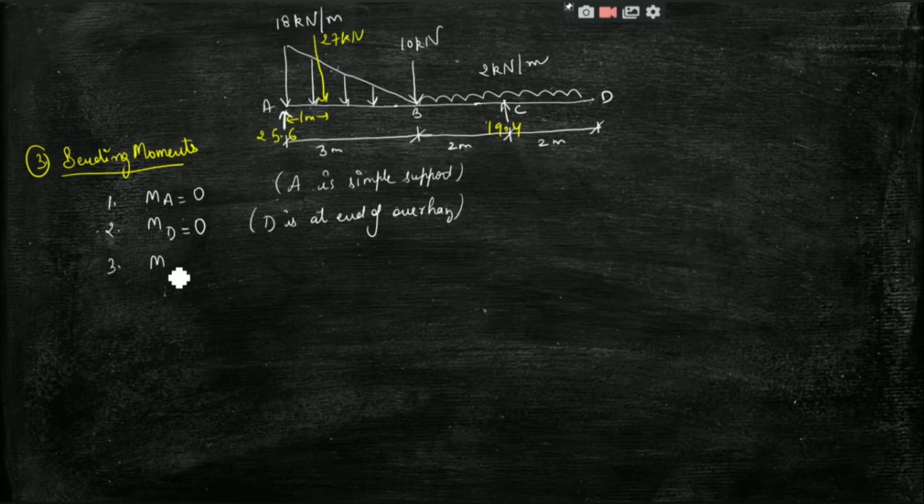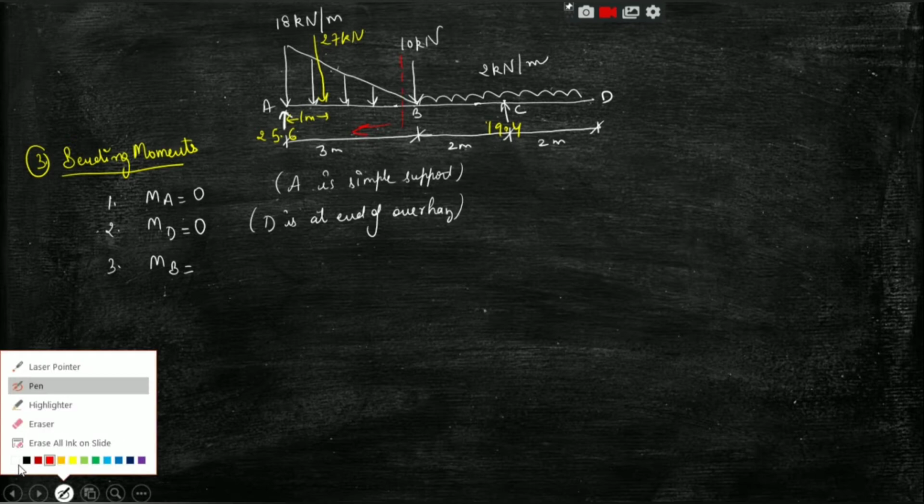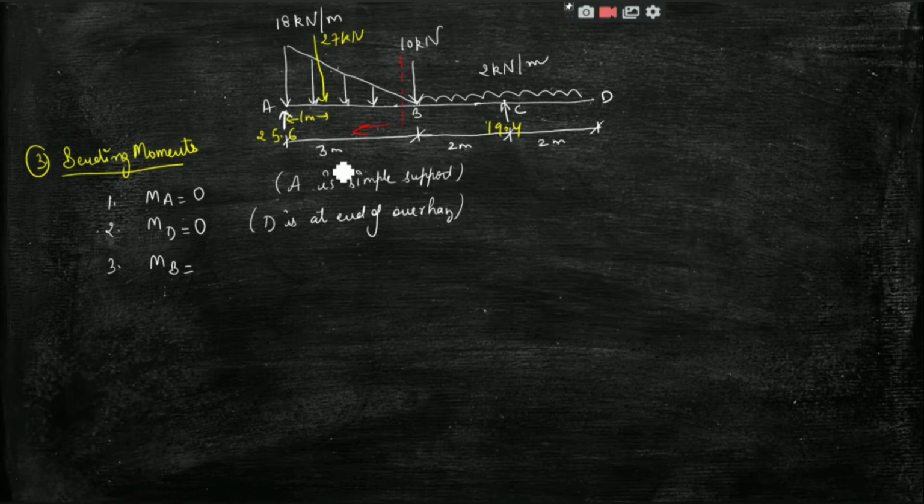For the calculation of moment at B, I will take this section just at the left end of B and look on its left hand side. So we will get the moment as 25.6 into 3. So the moment due to this VA, which is the reaction 25.6 at point B, is 25.6 into 3, and we are taking the sign convention to be positive and negative like this.